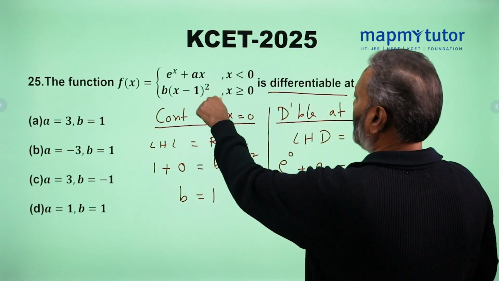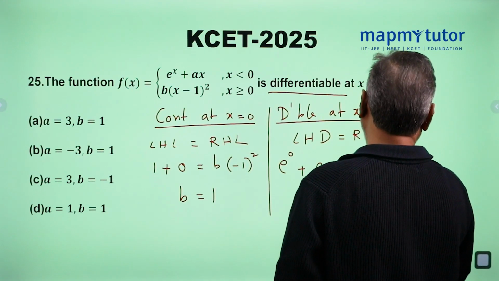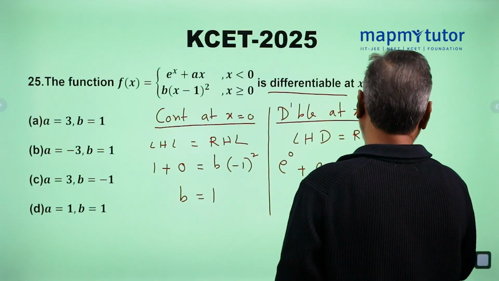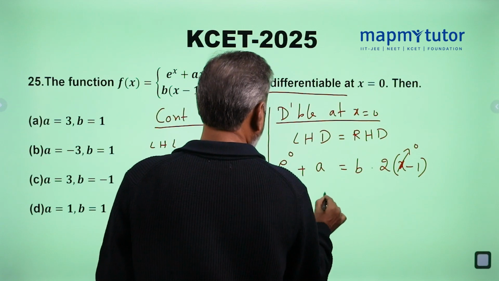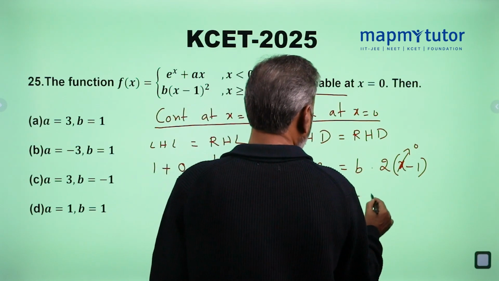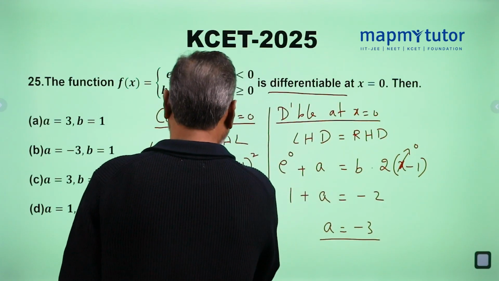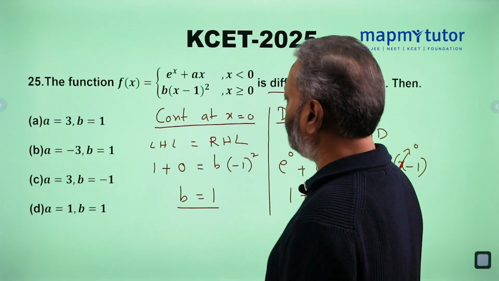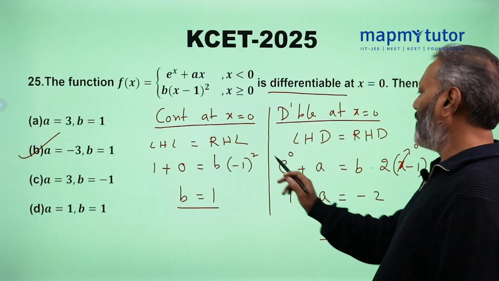And for the right hand derivative, use the next, b times 2 into (x minus 1). Of course, x is to be taken as 0. Therefore, e power 0 is 1 plus a equal to b, which is already 1, into minus 2, which is minus 2. Therefore, a is minus 3 and b is 1. Where is it? Yes, option B. a is minus 3, b is 1.